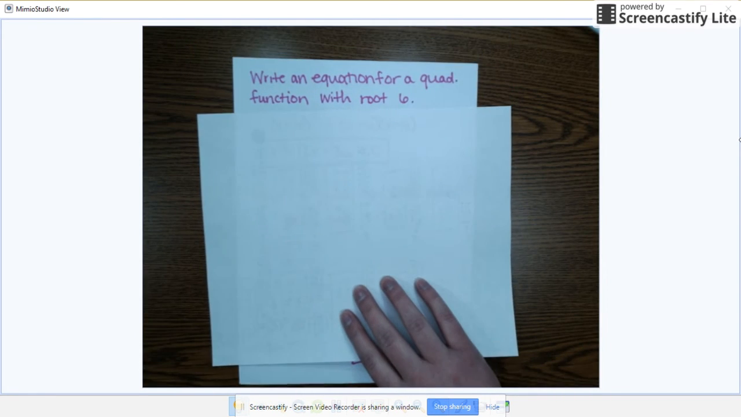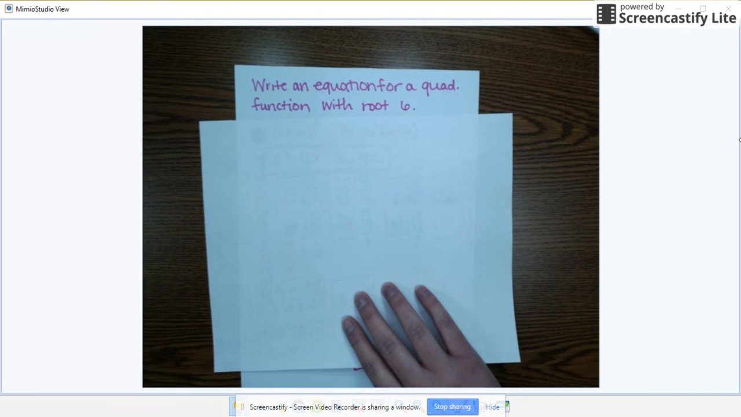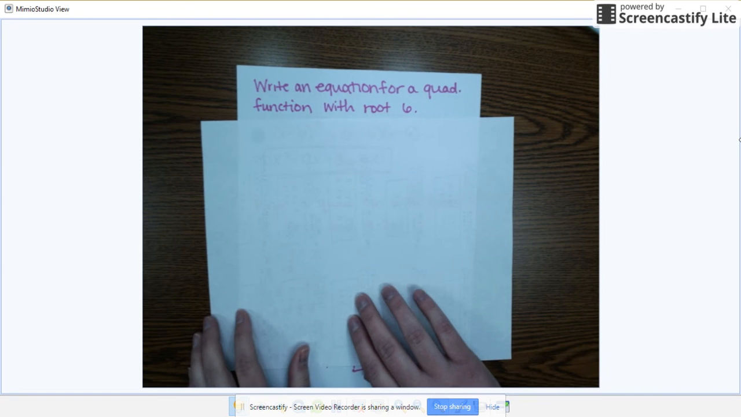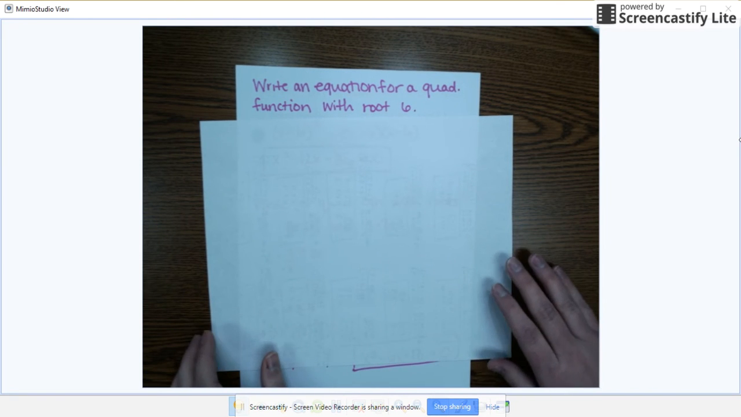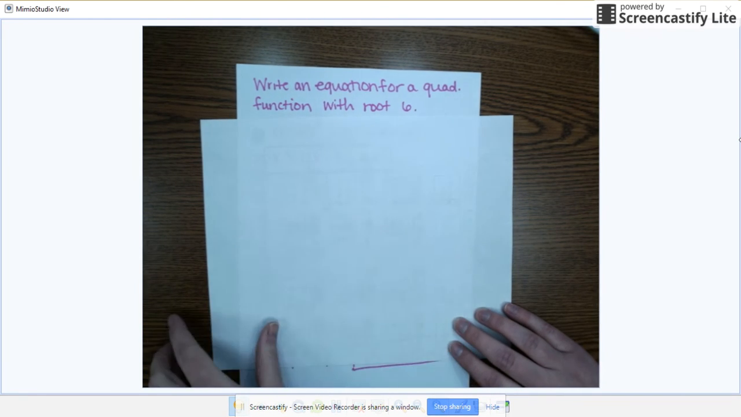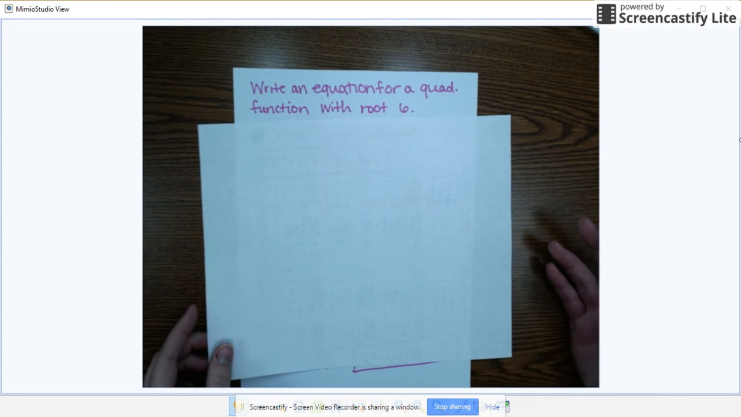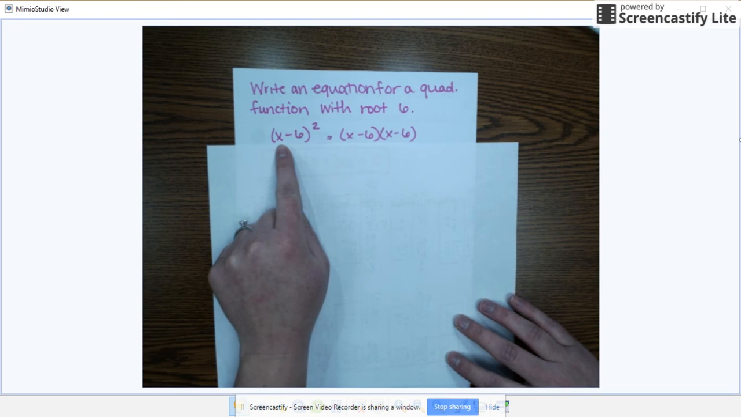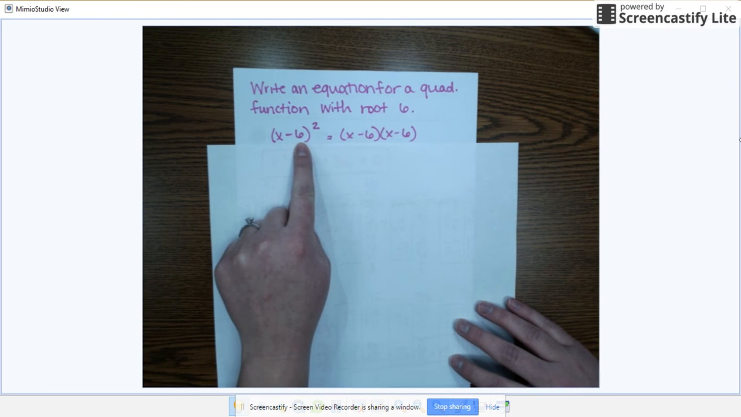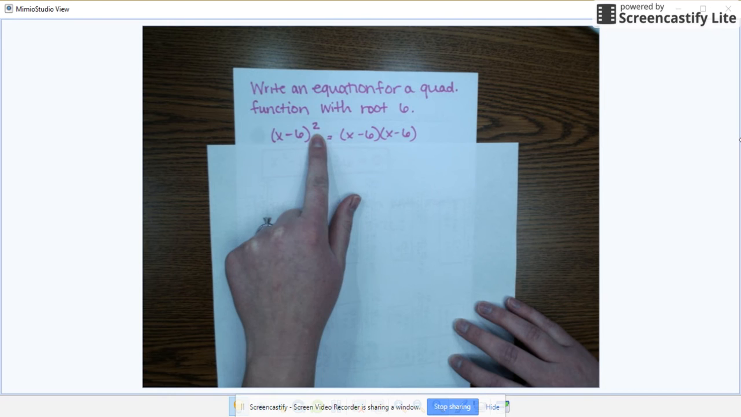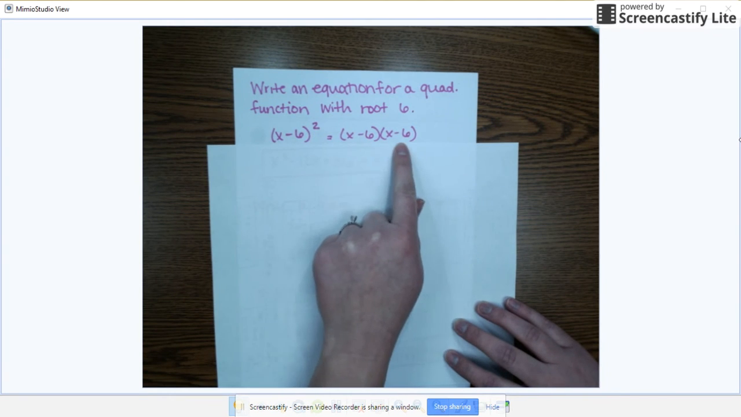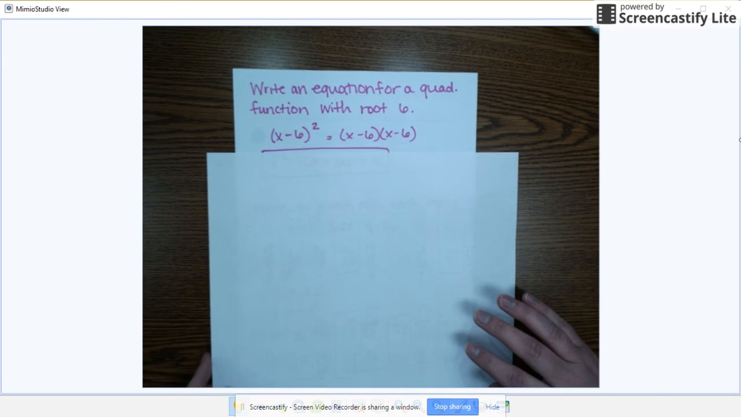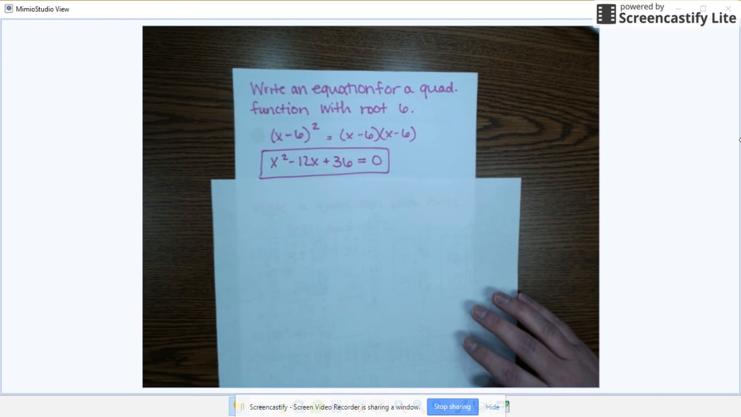Okay, something a little different. We're going to write an equation for a quadratic function. They only tell us one root. Well, we've solved problems like this before. We call that root a double root. Since it's still quadratic, we know we need it to have a degree of 2. So we're going to write our equation like (x minus 6) squared. Remember, in order to write that in standard form, you actually have to FOIL, because (x minus 6) squared looks like that. When you FOIL, you get x squared minus 12x plus 36 equal to 0.